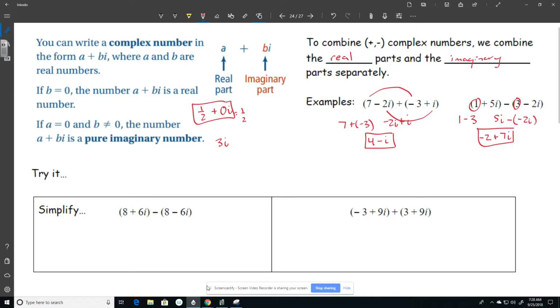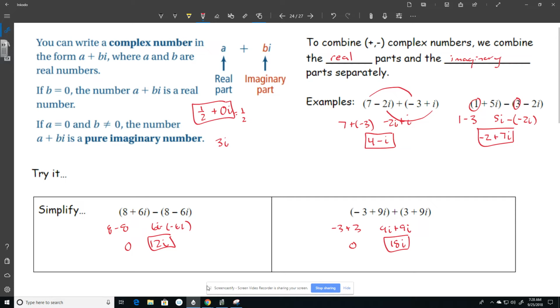So what you should have done on this first one is 8 minus 8, which is 0, and 6i minus a negative 6i, which is 6i plus 6i becomes 12i. So that becomes your answer. There's no real part to that one. And on this one, negative 3 plus 3, you should have combined those and got 0. And 9i plus 9i should have given you 18i.